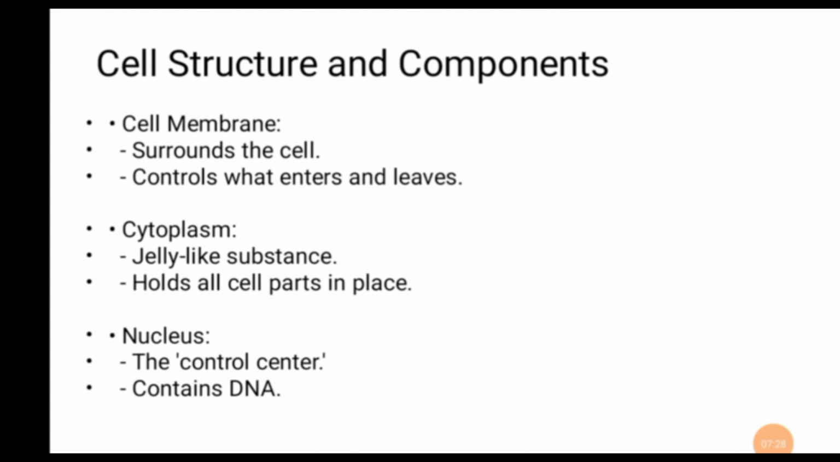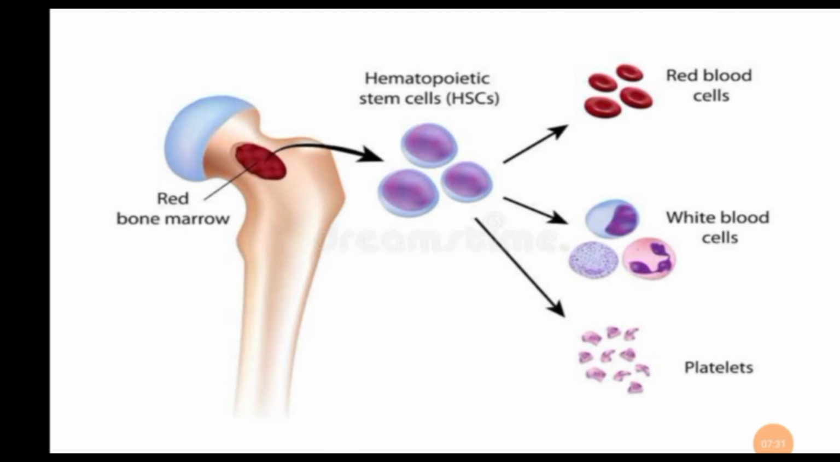So remember, it's always from a cell to a tissue, from a tissue to an organ, from an organ to a system. Do you understand? In this case, the red blood cells, white blood cells, and blood platelets come together to form the tissue, which is the bone marrow, and the bone marrow comes together to form the bone, which is an organ, and the bone forms the system, which is called the skeletal system.